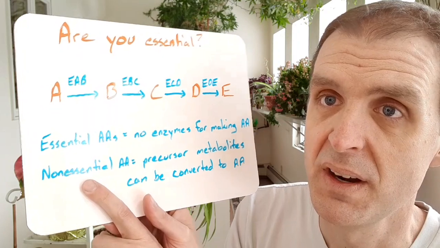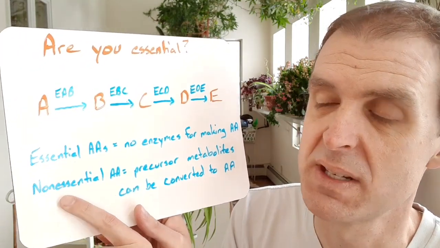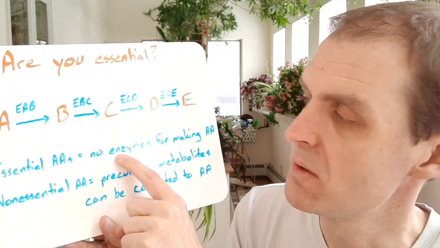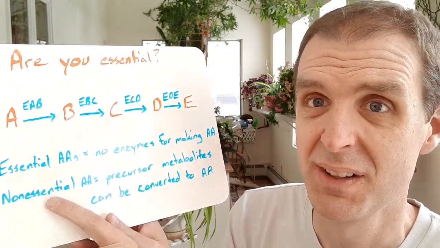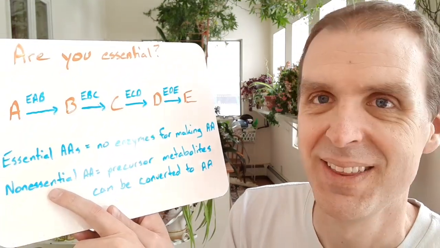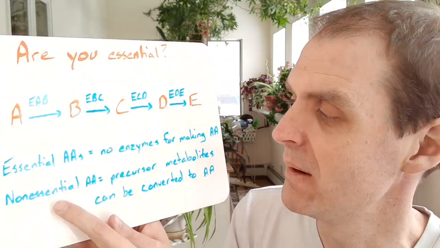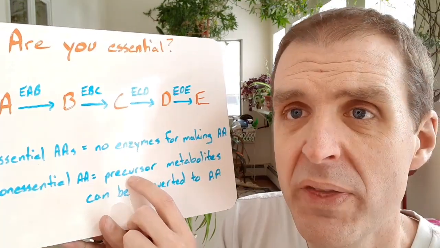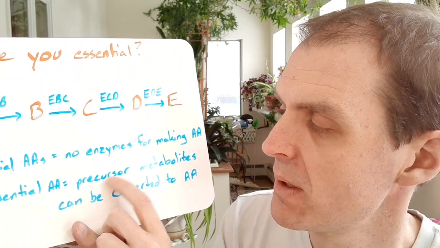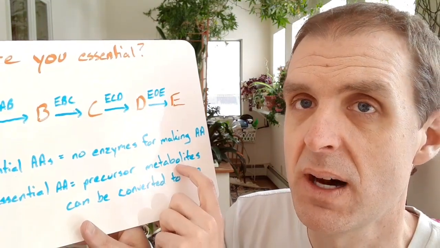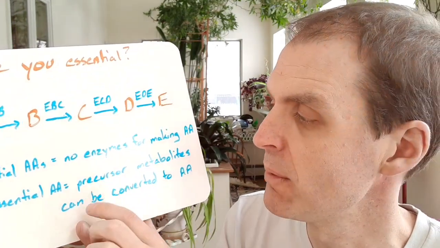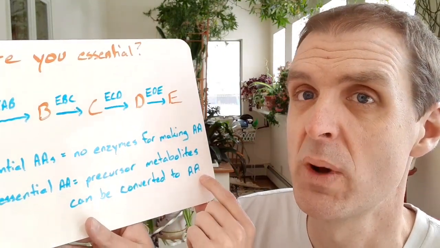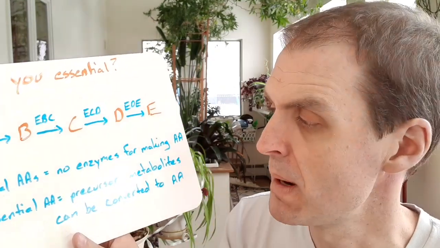So then if you have essential amino acids, then there must be something called non-essential amino acids. And if the definition for essential was that you don't have enzymes, the definition for non-essential amino acids must be that you do have some enzymes. And so with those enzymes, you can take precursor metabolites. These are just any compound in a metabolic pathway is called a metabolite, and they can be converted into whatever amino acid it is that you're talking about.